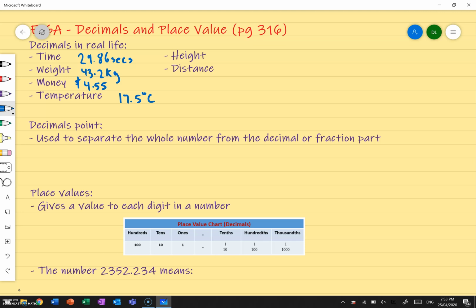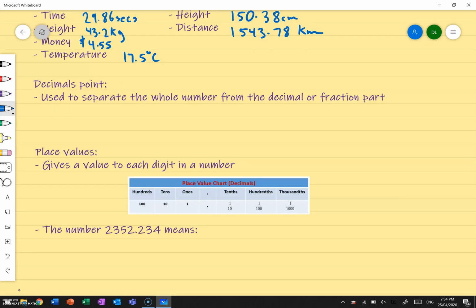Height, so for example, the person next to you in the classroom isn't exactly 150 centimeters. They might be 150.38 centimeters, and your ruler might not be accurate enough for you to be able to tell. We've also got distance. So, for example, saying that a certain country is, let's say, 1,543.78 kilometers long. So, decimals can be used in real life in many situations. And we'll talk a bit about why, or what the decimal point is.